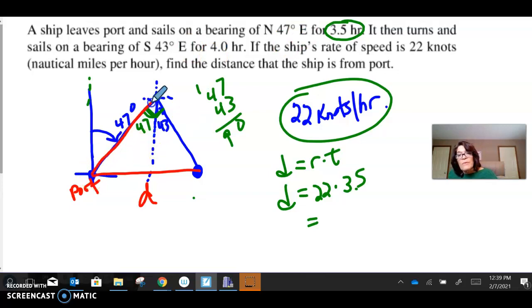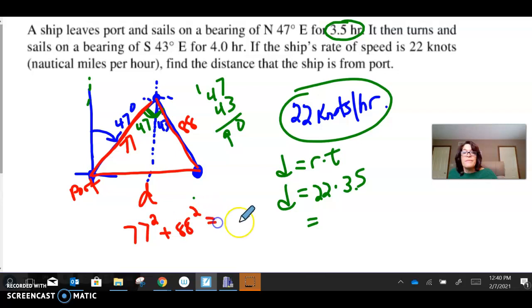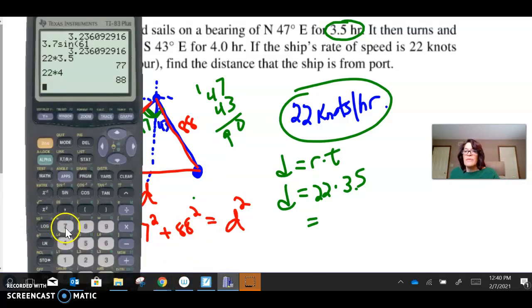Here's where I was traveling along for 3.5 hours, going 22 knots every hour. We said that was 77. And then I turned and went this direction for 4 hours. So that's 88. Let's use a little Pythagorean theorem. I guess I could use sine or cosine as well, but I'd have to figure out these angles. Once I have two sides of a right triangle, I usually just use Pythagorean theorem. So 77 squared plus 88 squared.